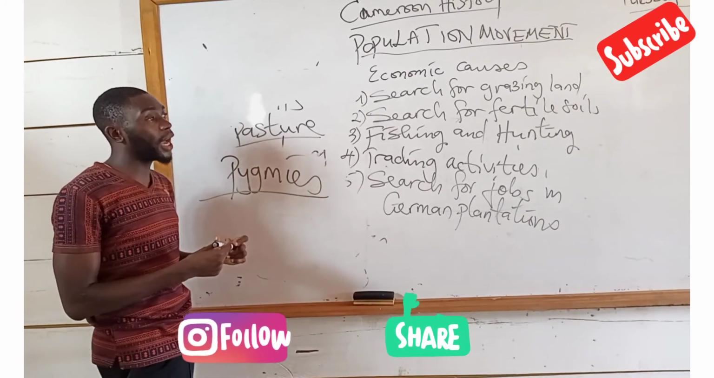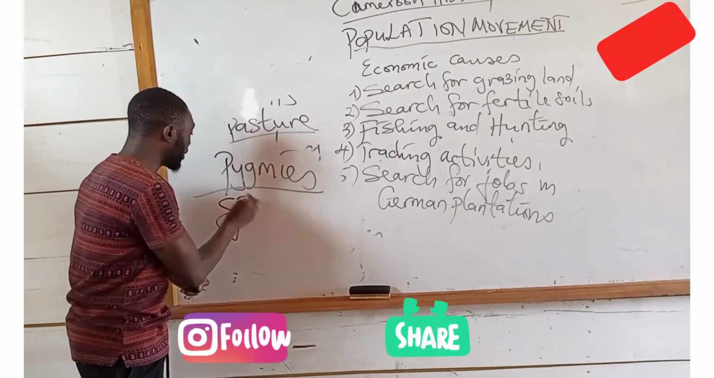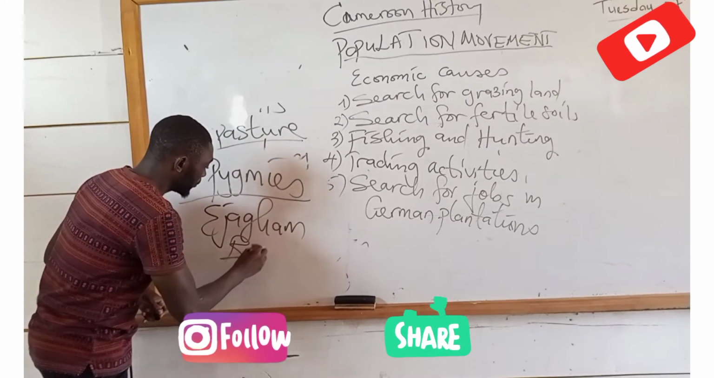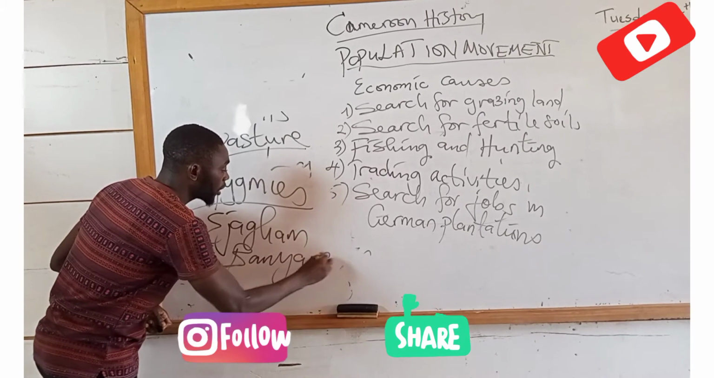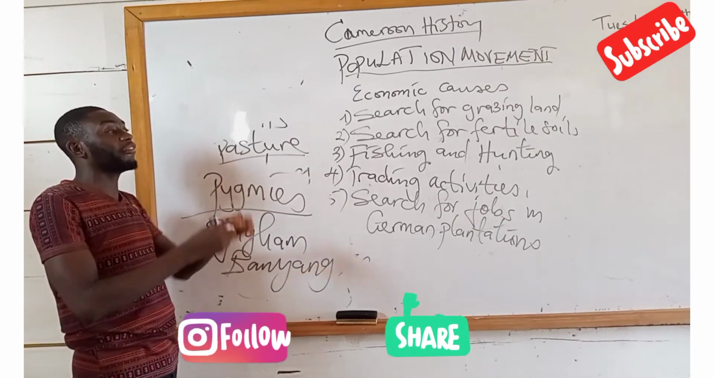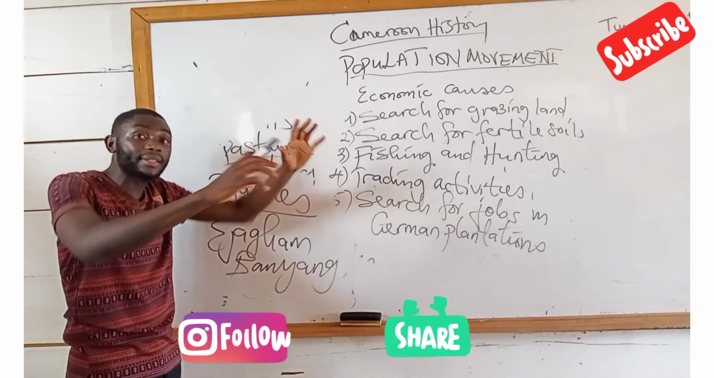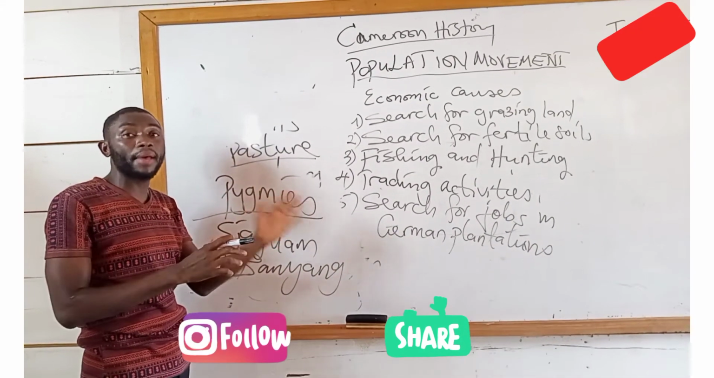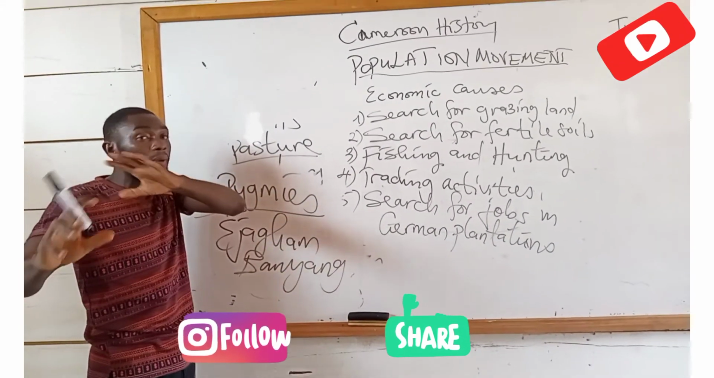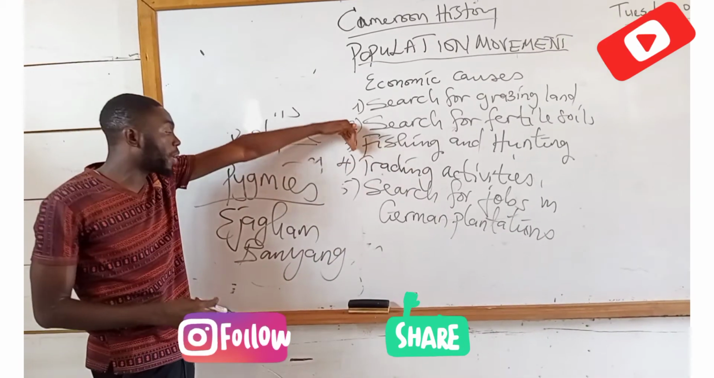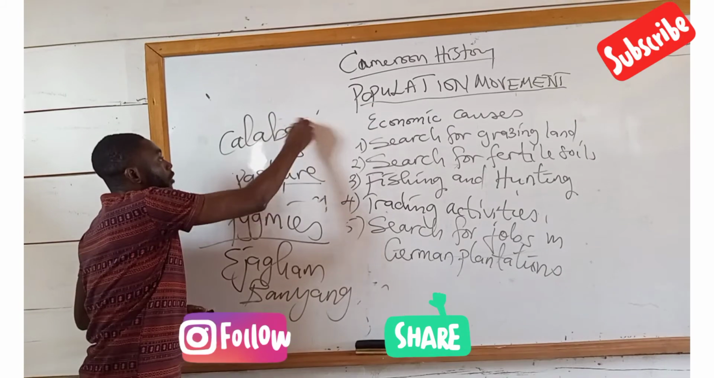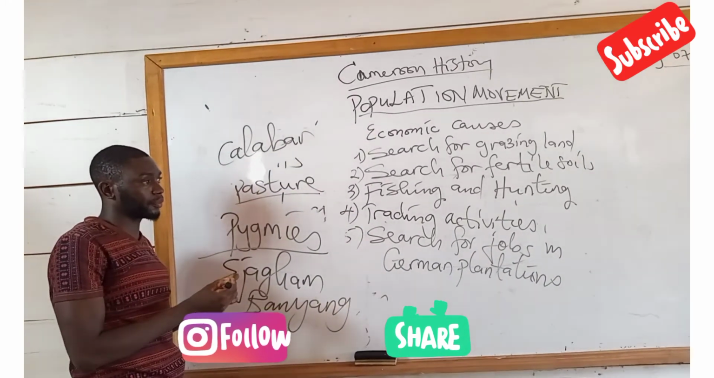So some tribes, we have the Ijagan and the Bayan. They settled in the forest region of the Cross River State in Nigeria because they wanted to act as middlemen between the suppliers of slaves and the Europeans who were based in Calabar in Nigeria, where they were supplying them with slaves.